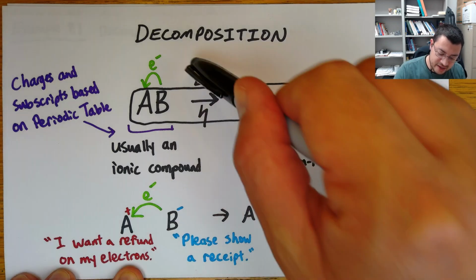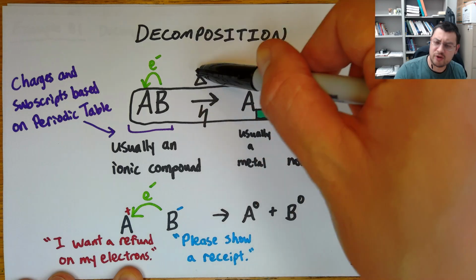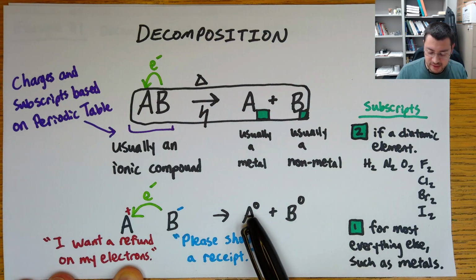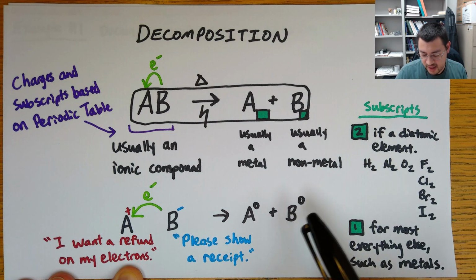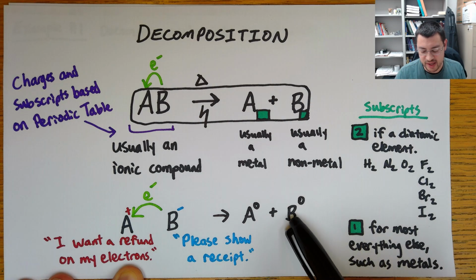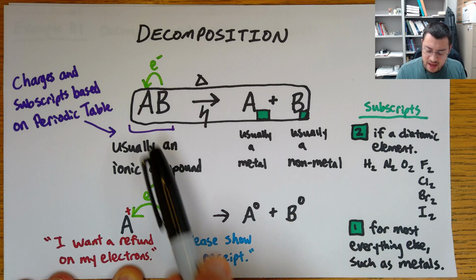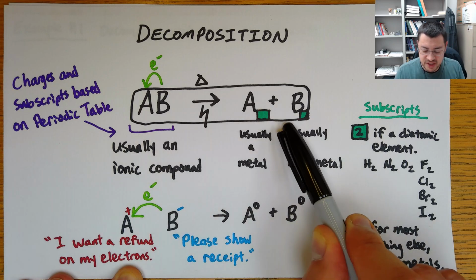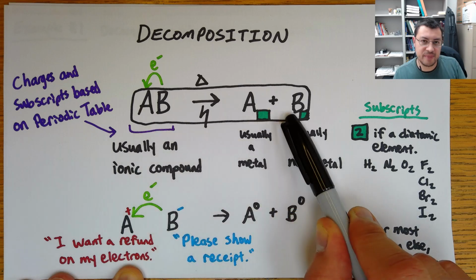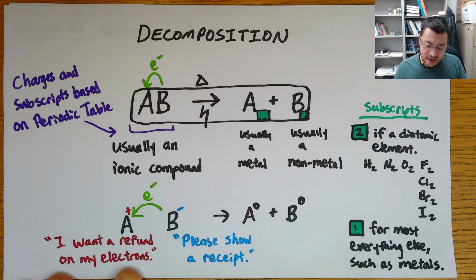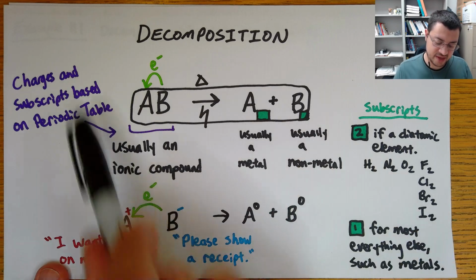You've got to put in energy to get that refund, and that's what's happening here. But with enough heat or electricity, triangle being the symbol for heat, you'll get those electrons back. The metal gets its electrons back, and the non-metal is without its electrons. At the Chem 101 level, we usually have decomposition going into elements. In reality, it's pretty hard to find many examples of this happening.